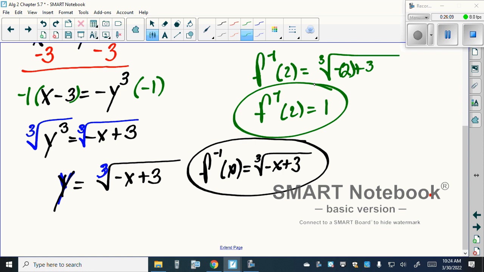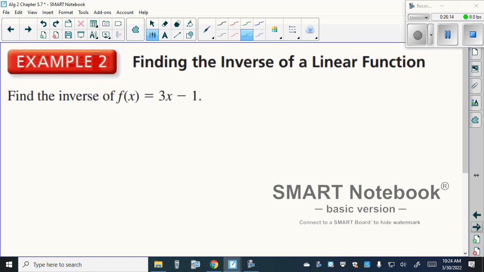Any other questions on any of this here? Any other questions on inverses so far?